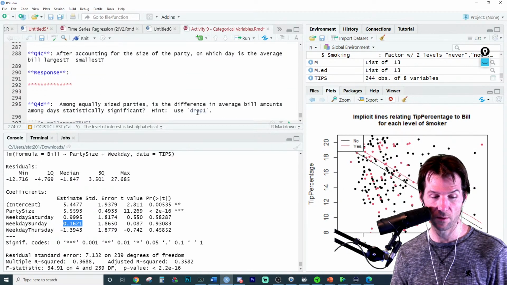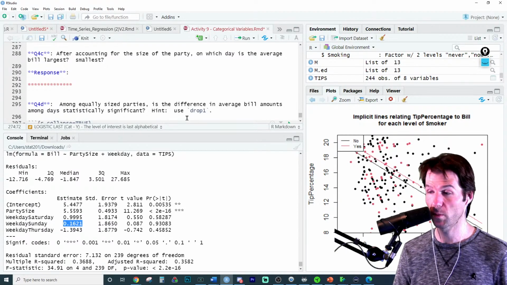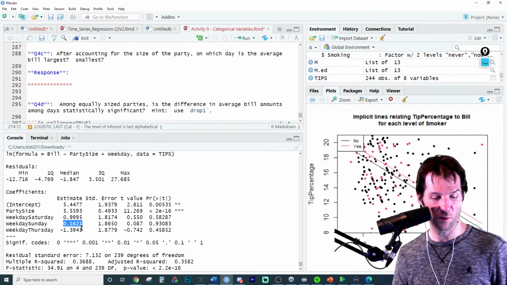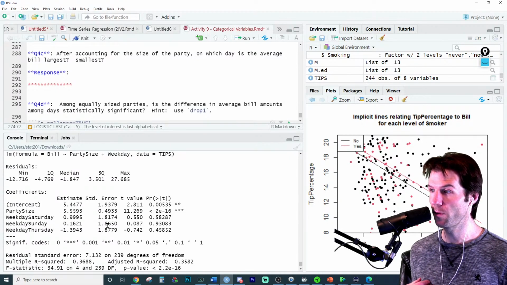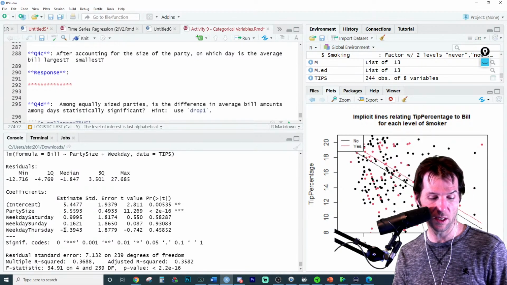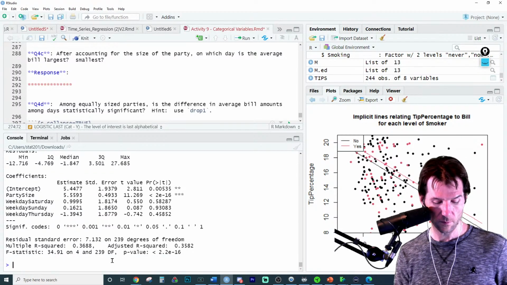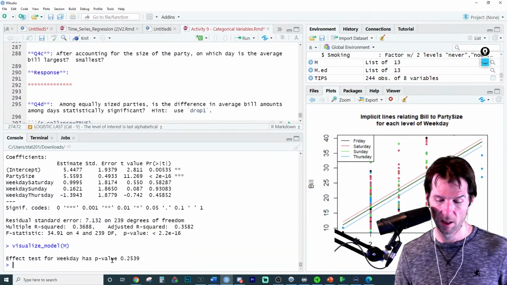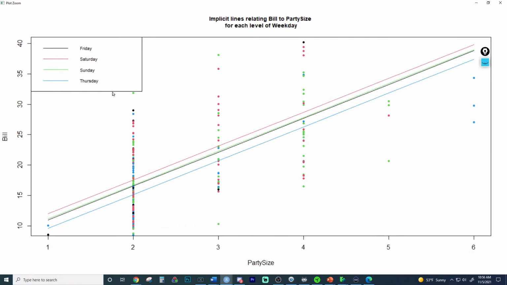And after accounting for the size of the party, on which day is the average bill largest or smallest? So if you look right here, Friday has a coefficient of 0. Remember back to our beginning examples. With Friday having a coefficient of 0, you can see right here that Thursday is the lowest day. And one really good thing to do is to visualize your model. If you visualize the model, it might be a lot to see. But remember, Thursday is the lowest, and that's the blue line. Friday's right here with a coefficient of 0 because there's no change to Friday, but Saturday is the highest.